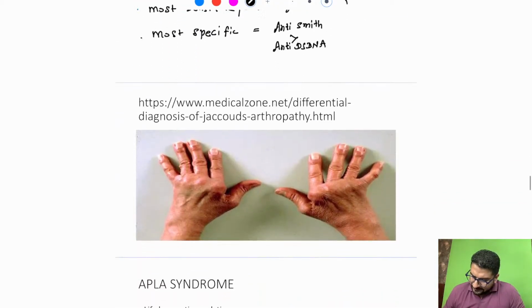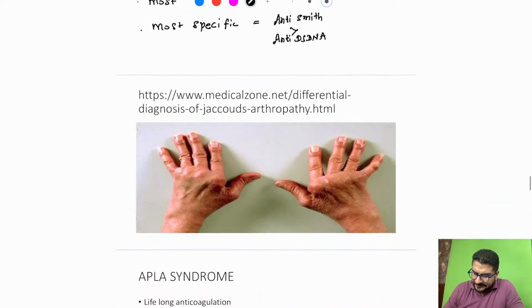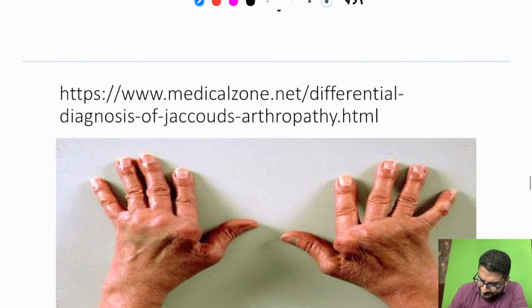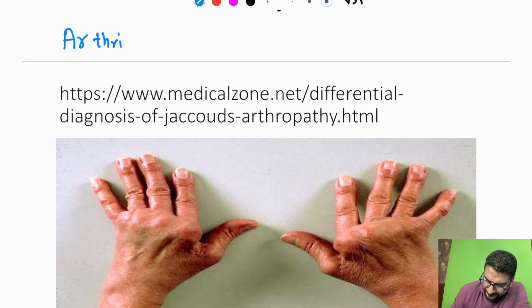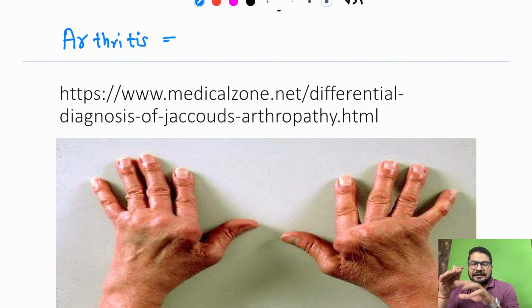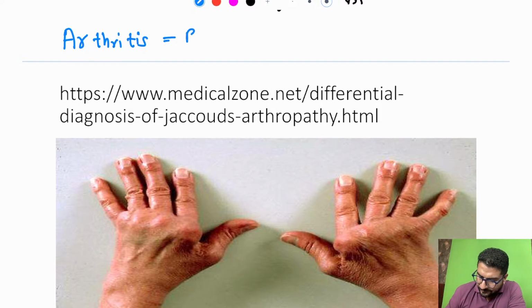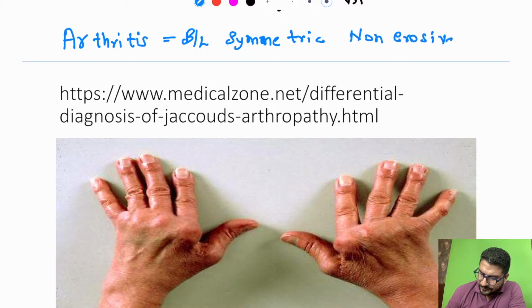Okay, now let's see, as I told you in SLE, what the arthritis will be like, understand this once. So the SLE patient will have arthritis, joint manifestation. This arthritis will be bilateral, symmetric and non-erosive. It means it will be in both hands, symmetrical involvement and non-erosive. Non-erosive means there is no erosion, non-deforming.